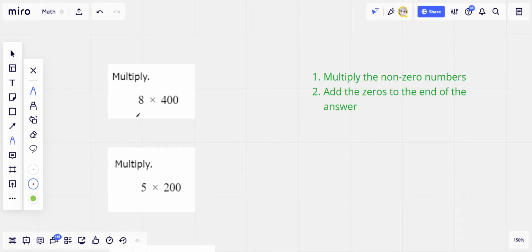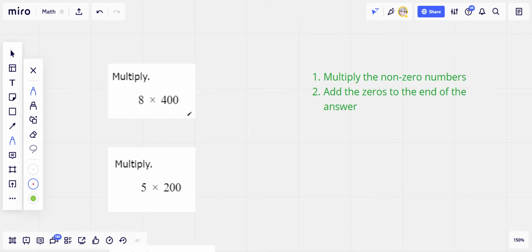In these problems, we are multiplying numbers by multiples of 100. So 8 times 400 in this case, or 5 times 200 in this case. The method I'm going to show you would also work for multiplying by multiples of 10 or multiples of 1,000, or even 10,000 or 100,000, but let's just try it with these two.